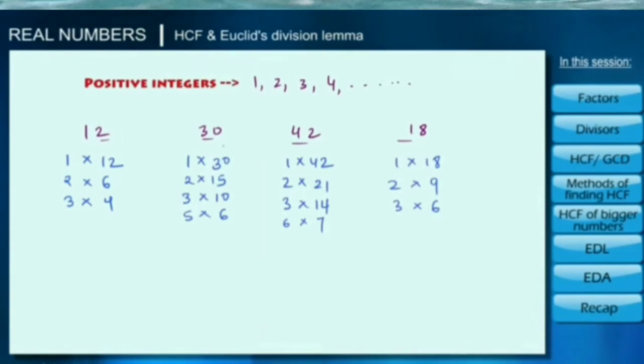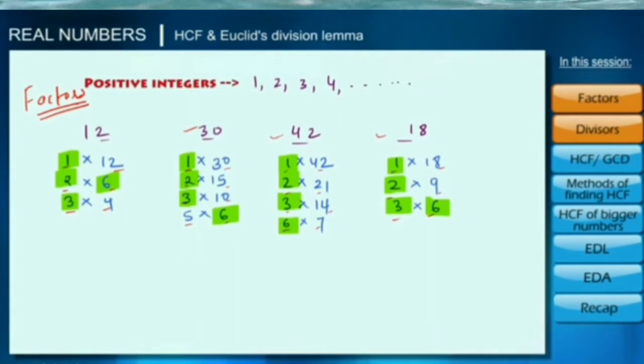Similarly, we can write for 30, 42 and 18. Now what you can observe is that all of these can be represented as the product of two numbers, which are called factors. 12 has these 6 factors, and 30 has this many factors, that is 1, 2, 3, 4, 5, 6, whatever we are representing as a product of some numbers. Now you can observe that 1, 2, 3, 6 are the common factors between all these four numbers.